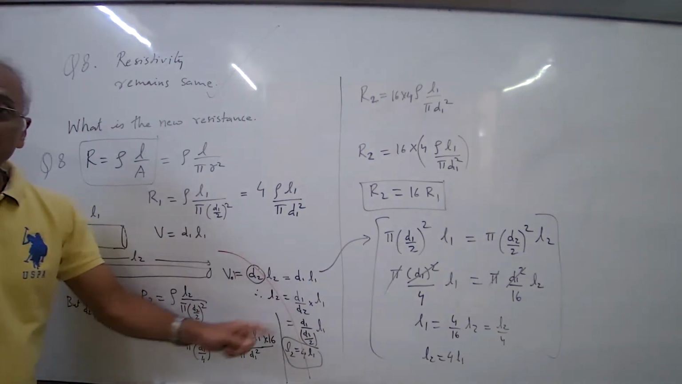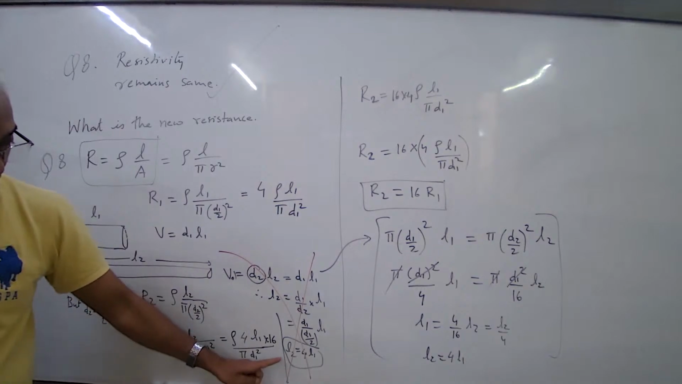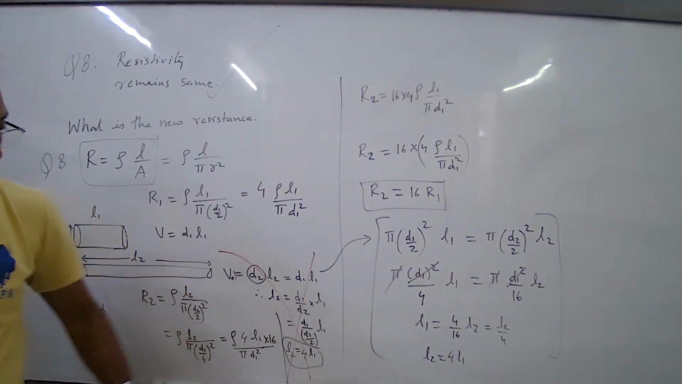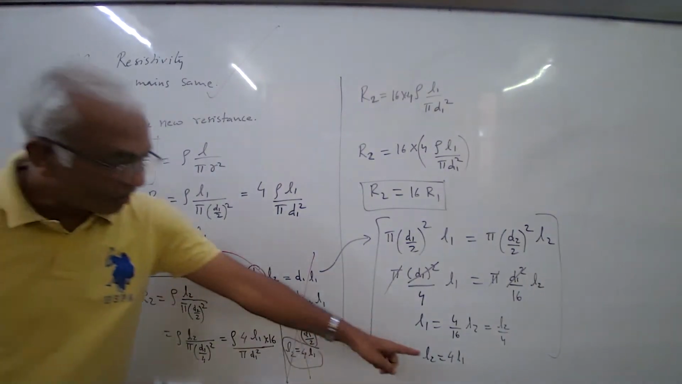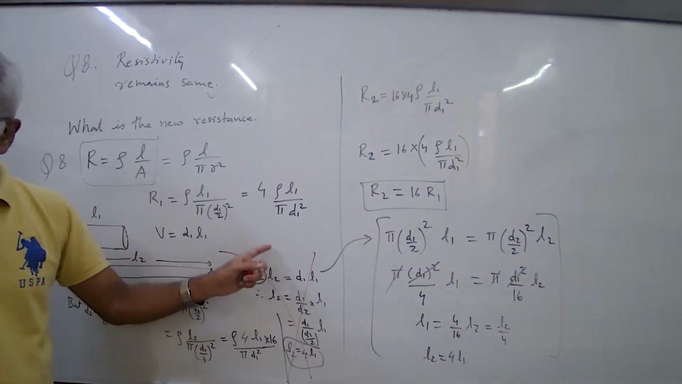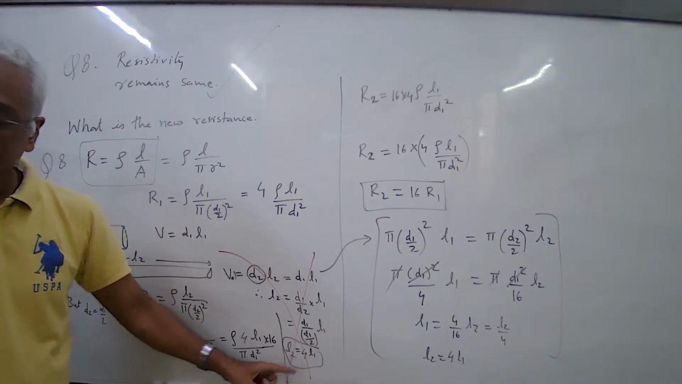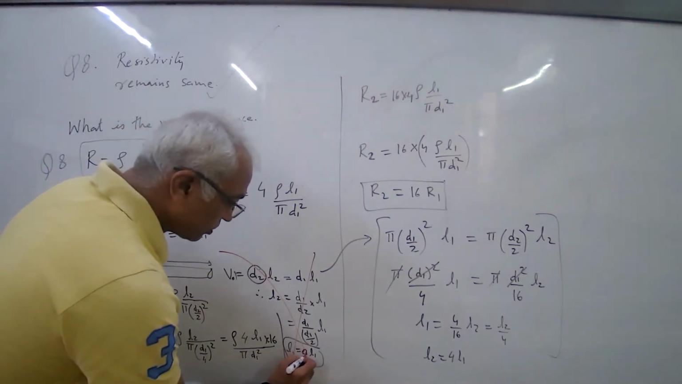So this side is wrong. Don't take this. We had gotten 2L1, so it is not L2 is equal to 4L1. After making the changes, I wrote here 4L1, but I didn't make the correction in the upper steps. Here we had got earlier 2L1, so this was wrong.